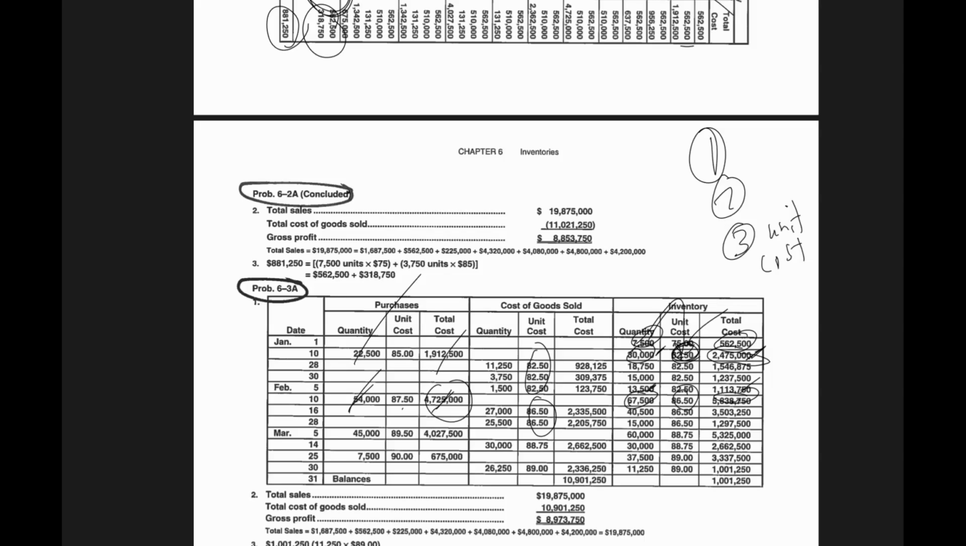Where would you use weighted average? Underground storage tanks for gasoline, where we can't really tell how many gallons is at 85 bucks, how much of it's at 87. We use a weighted average.